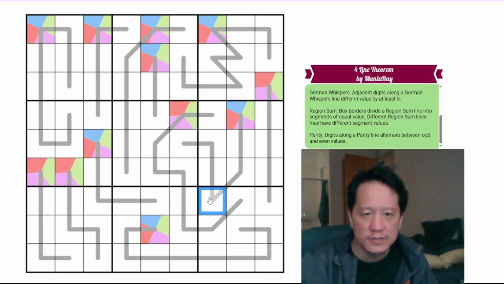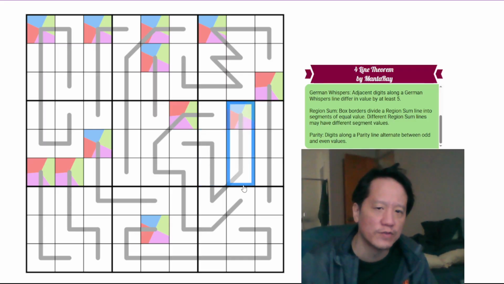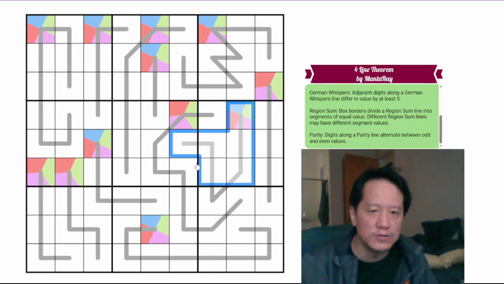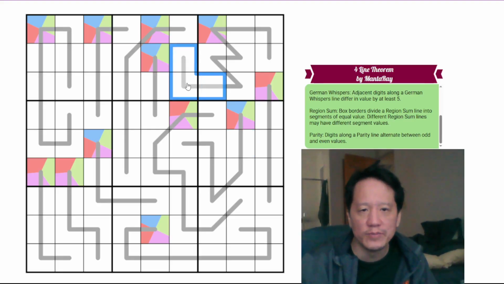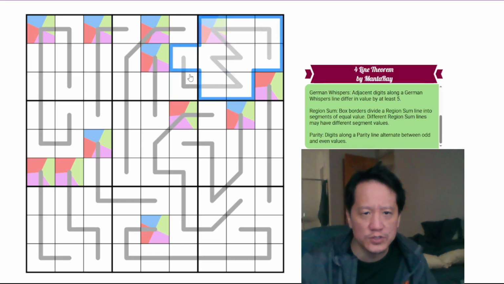These could be the same. If this is a Region Sum line, these would have to be 8, and this would have to be 1, 2, 3, 4, and 6. So you'd have 2, 6 here, and 1, 3, 4 there, if that's the case. So maybe this could be a Region Sum line. This cannot be a Region Sum line. This is probably the one that's the most constrained.